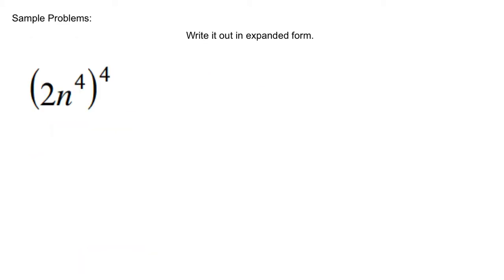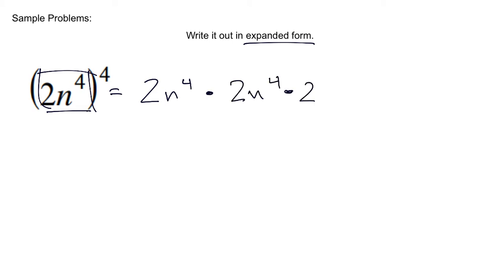Let's move on. First, let's see what this looks like in practice. I have 2 times n to the fourth, and then I raise this entire thing to the fourth power. So when in doubt, write it out. We're going to use expanded form to show you what's happening. So I have 2n to the fourth, all to the fourth power, and here's my base. This whole thing is my base, and I'm going to be doing repeated multiplication of that base 4 times.